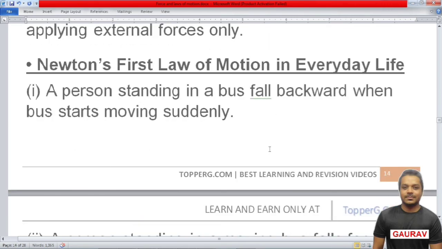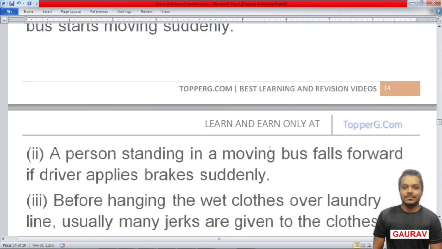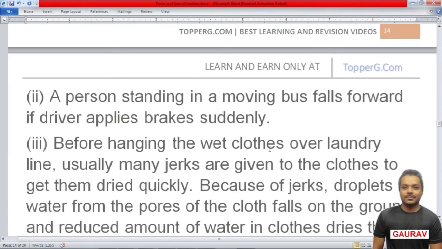A person standing in a bus falls backward when the bus starts moving suddenly. A person standing in a moving bus falls forward if the driver applies brakes suddenly.